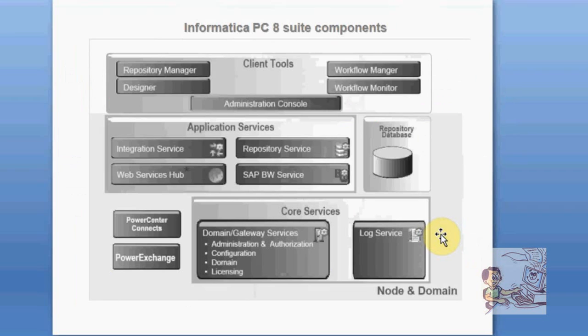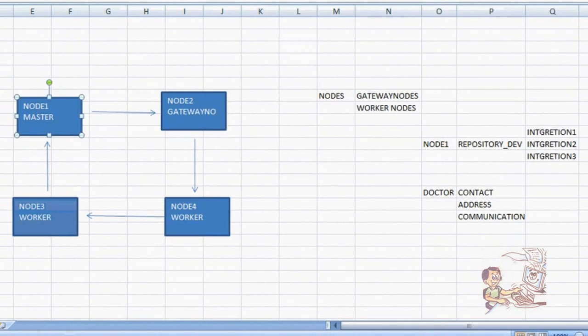Okay, and next, these are the core services in total: domain and node configuration. A node is nothing but a physical machine. A domain is nothing but a combination of nodes. In the nodes we have two types, gateway nodes and worker nodes. In the gateway nodes we have one master gateway node, which is the entry point to the domain. For any service related issues, we can select another gateway node as master gateway. Using that master gateway, we can continue the services.